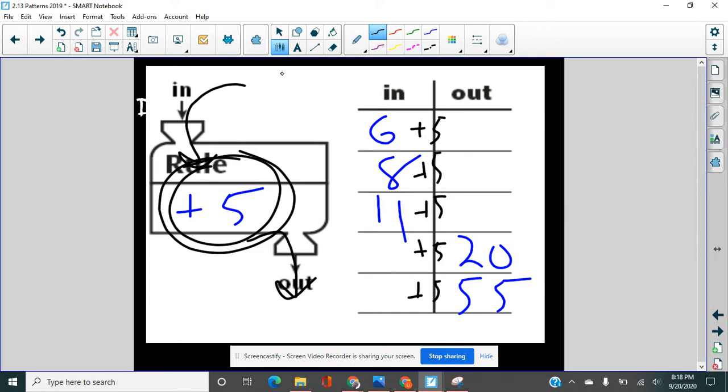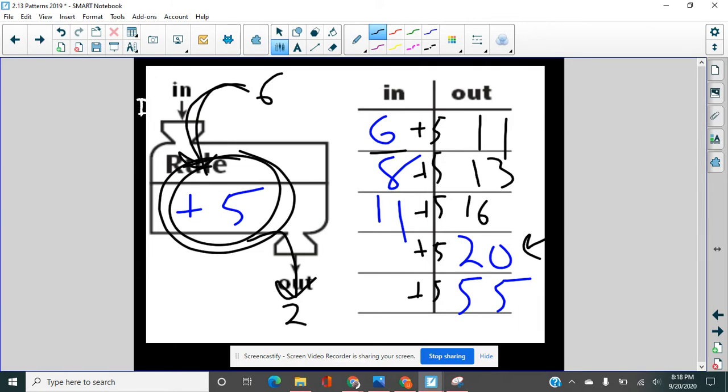So if we take a 6 and put it in the machine, it's going to get 5 added to it and come out 11. If we put an 8 in the machine, it's going to get 5 added to it and come out 13. If we put an 11 in the machine, it's going to get 5 added and come out as 16.